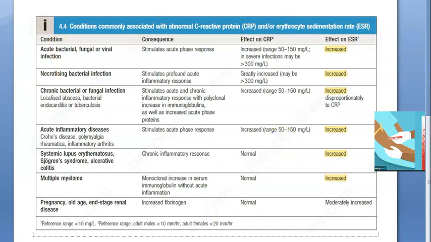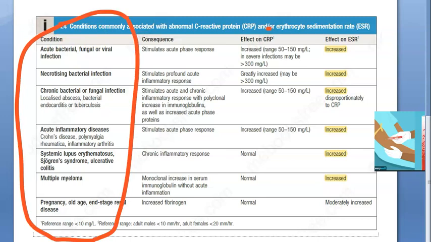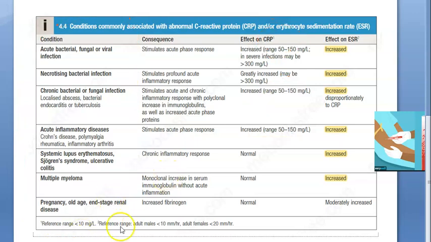Because in all these conditions, what happens? There is more CRP. So the increase in the concentration of acute phase proteins, including CRP, is the most common reason for increased ESR in acute phase response. So that is the cause for your increased ESR.